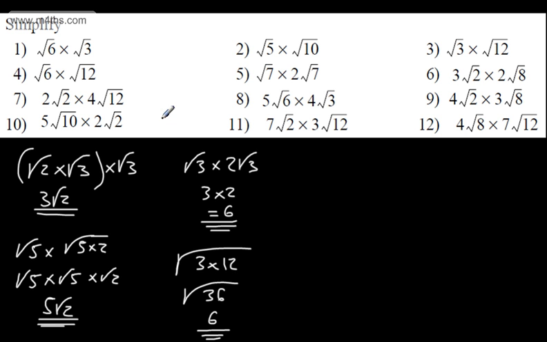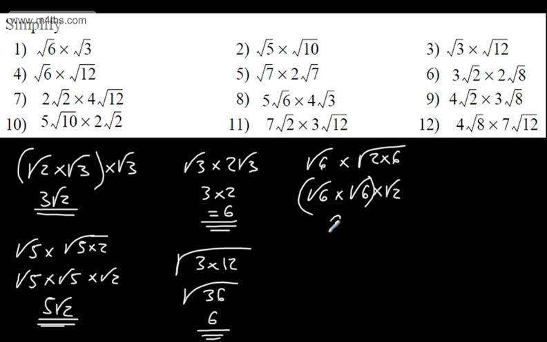If we look at this one right here, we could write this as the root of 6 multiplied by the root of 2 times 6. So I could write this as the root of 6 multiplied by the root of 6 multiplied by the root of 2. That's going to give me 6, so we can say it's 6 root 2. Okay, let's do a couple more.